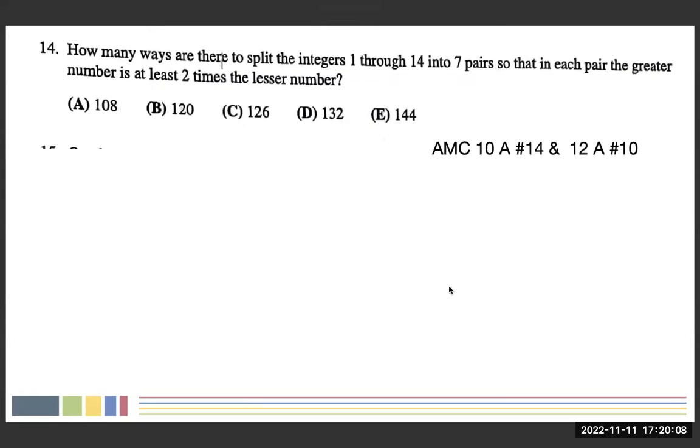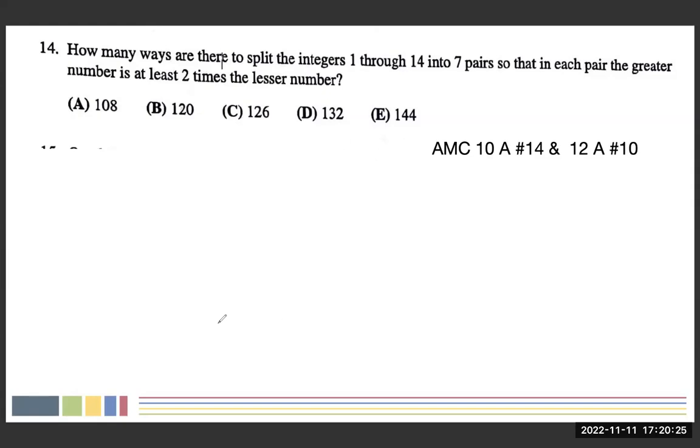Okay, this is AMC 10A, problem 14. It is also AMC 12A, problem 10. How many ways are there to split the integers 1 through 14 into 7 pairs so that in each pair, the greater number is at least 2 times the lesser number?